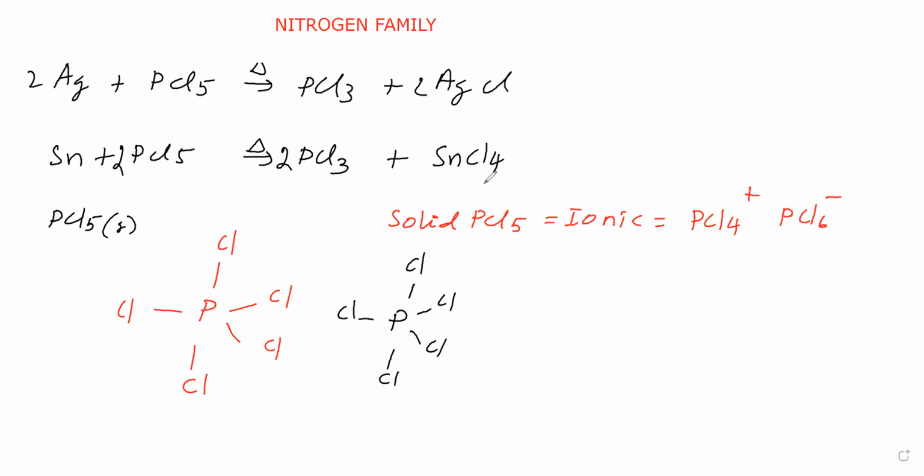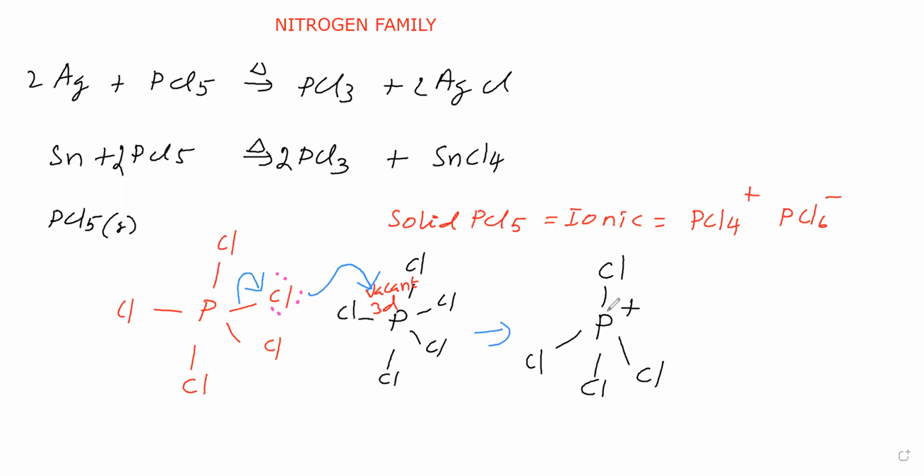Now this phosphorus is providing vacant 3d orbital. This Cl is having lone pair. This Cl is contributing lone pair to this vacant orbital of phosphorus, while this bond is shifting like this. So what we will get, that we will see. In this phosphorus, only 4 Cl will be there now. This phosphorus is losing the bond, therefore getting positive charge.